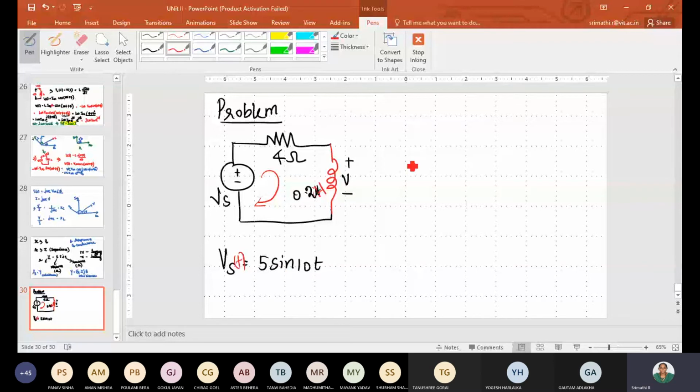What is the first step? Convert the entire circuit from time domain to phasor domain. This is the first step you need to do. Okay?